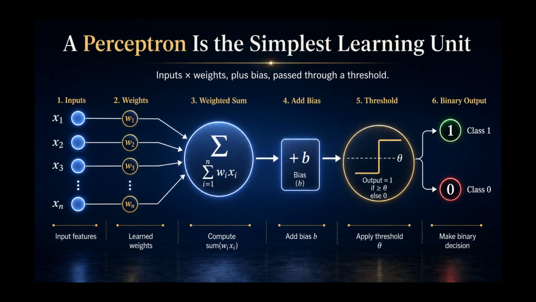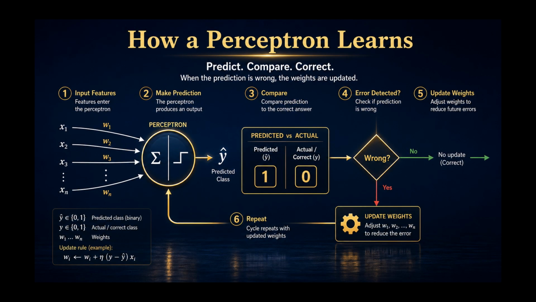A perceptron is the simplest possible learning unit. It takes input features, multiplies each feature by a learned weight, adds them together, includes a bias term, and passes the result through a threshold. The output is binary: disease or no disease, phishing or legitimate, class 0 or class 1. During training, the perceptron makes a prediction, compares that prediction to the correct answer, and updates its weights when it is wrong. The rule is simple.